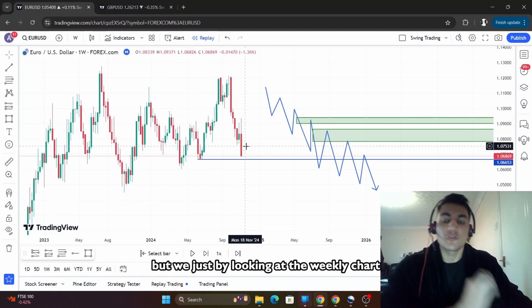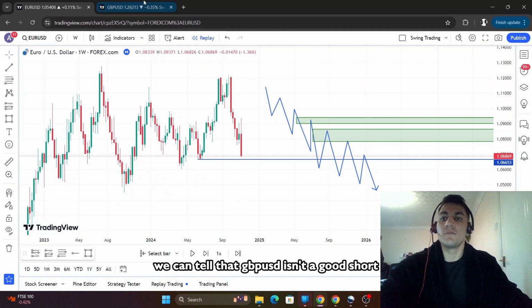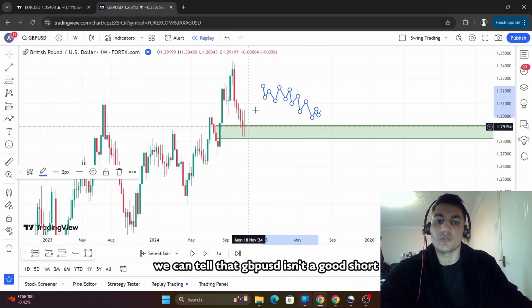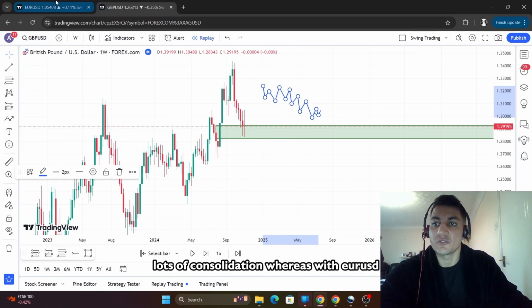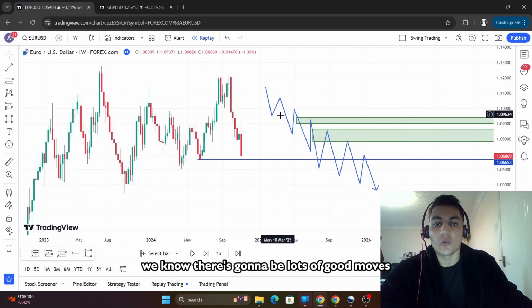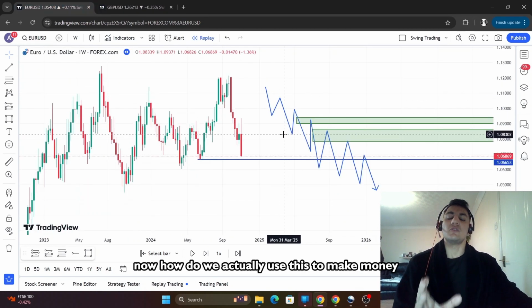But just by looking at the weekly chart, we can tell GBP USD isn't a good short. There's going to be lots of chop, lots of consolidation. Whereas with Euro dollar, we know there's going to be lots of good moves. Now, how do we actually use this to make money?